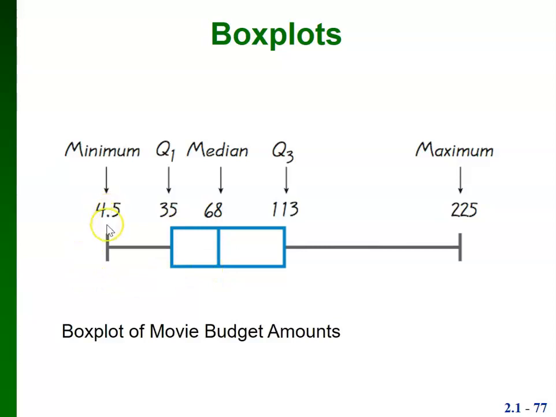This is a box plot of movie budget amounts. Our minimum was at 4.5. Then we have what we call the whisker that goes to the box. The left line in the box is the first quartile. There's a line in the middle somewhere, that's the median. The right end of the box is the third quartile, and then we have another whisker that goes out to the right to the maximum value.